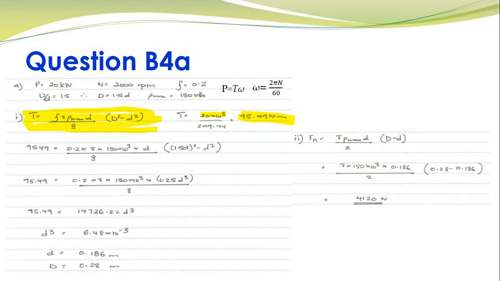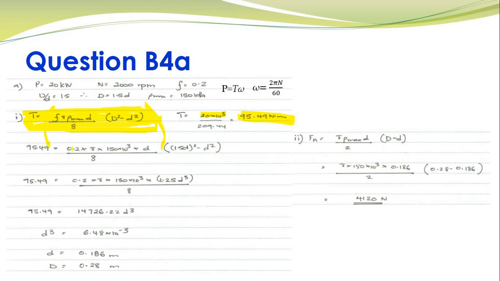Normally, in front of this equation, all of this is multiplied by n. N is the number of friction surfaces. In this case, the number of friction surfaces was just 1, so you don't see any n multiplied to this equation. So torque is 95.49 Newton meter.